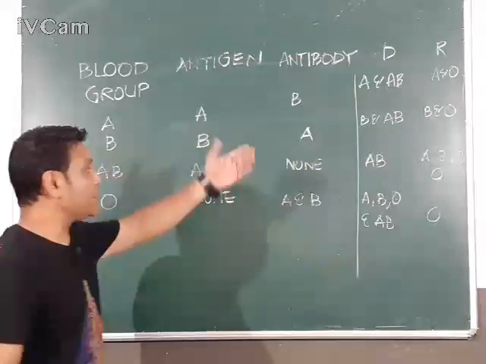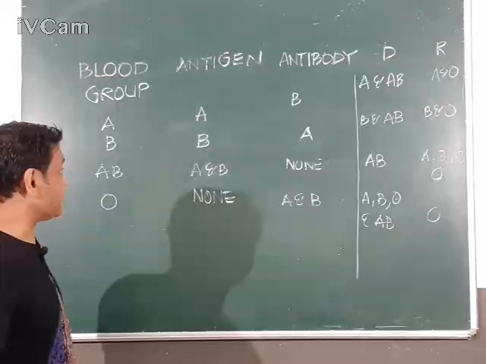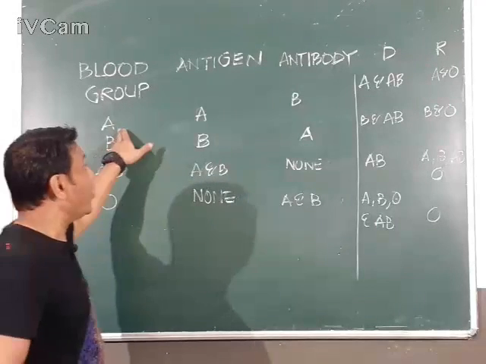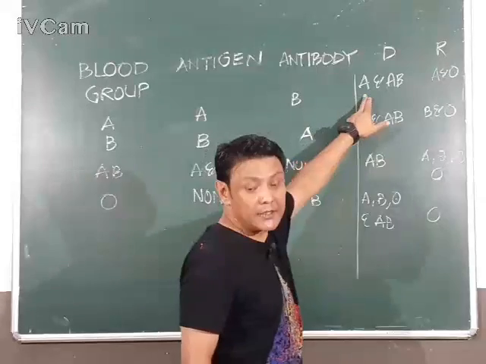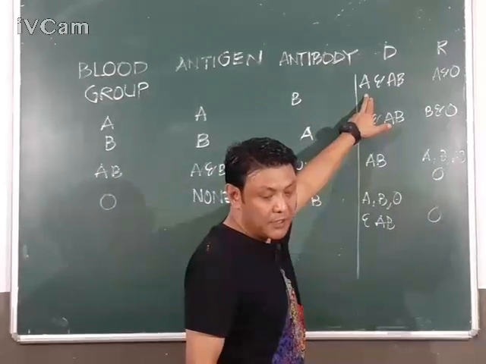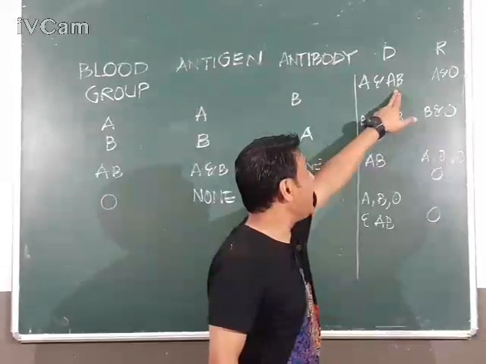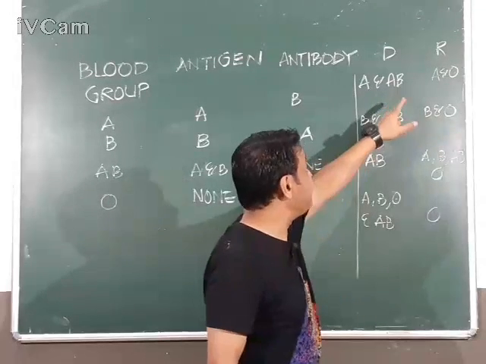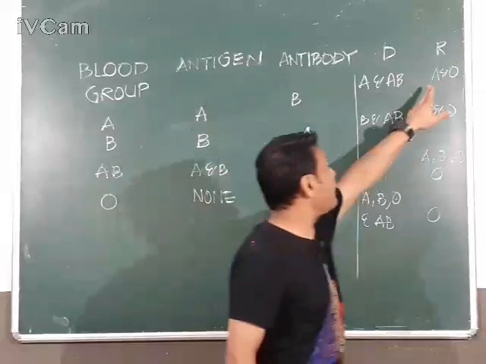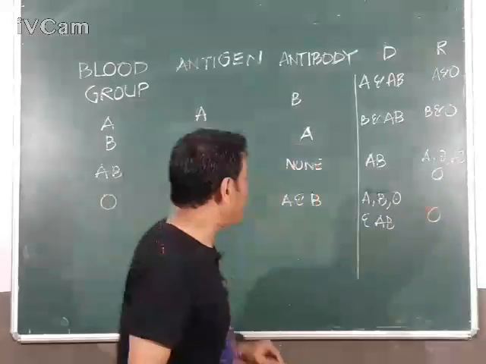So let us look at the table, and I'll explain. Blood group A can donate blood to A and AB. Those persons with blood group A can receive blood from A and O.